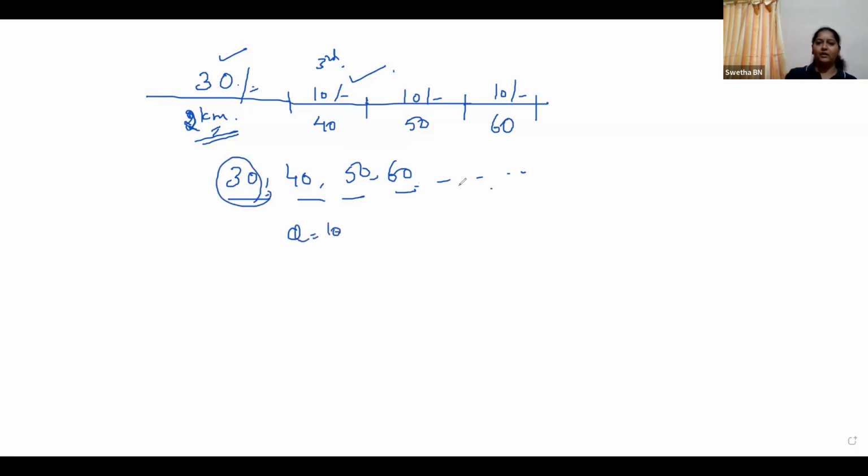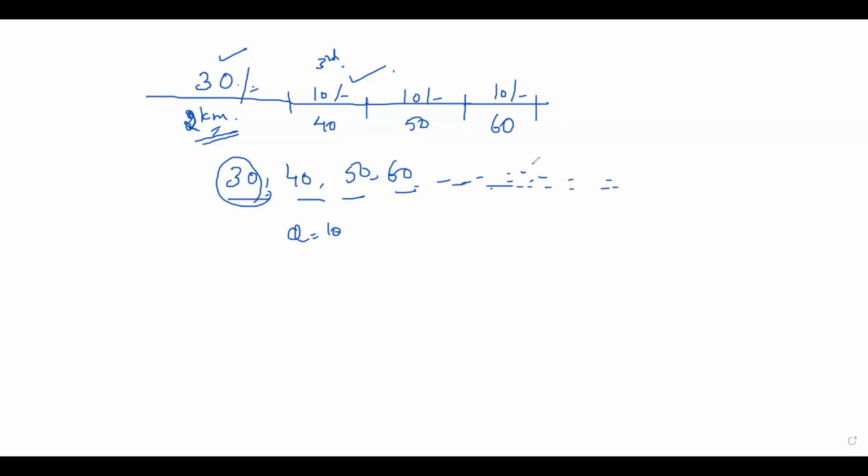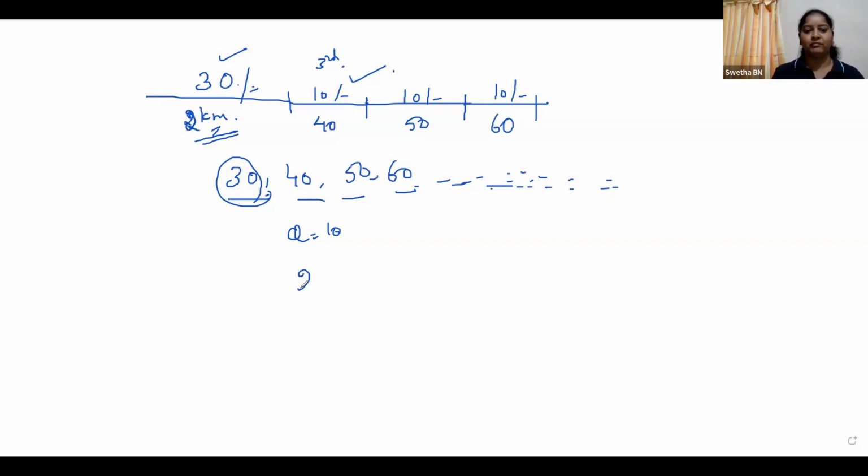And one more thing, how many numbers are here? Can you count the numbers here? Ma'am, 4. No, I have written so on. Ma'am, infinite. Yes, it is called an infinite arithmetic progression. For example, if I write 2, 4, 6, 8, 10, then we can say it is a finite arithmetic progression.